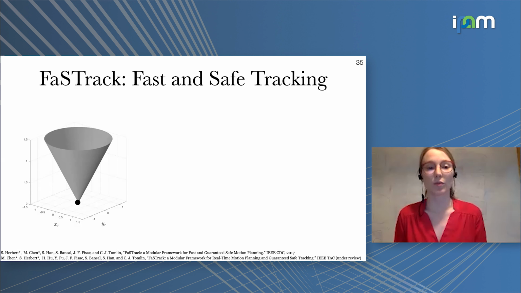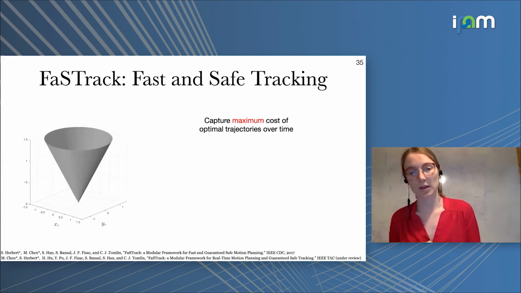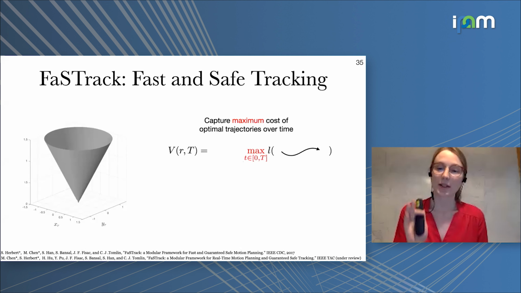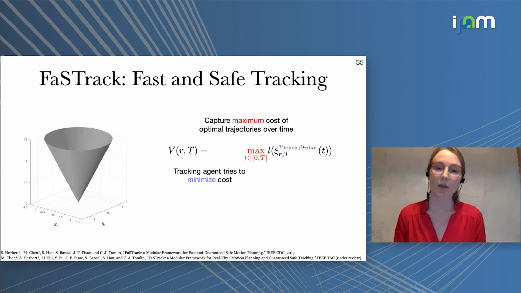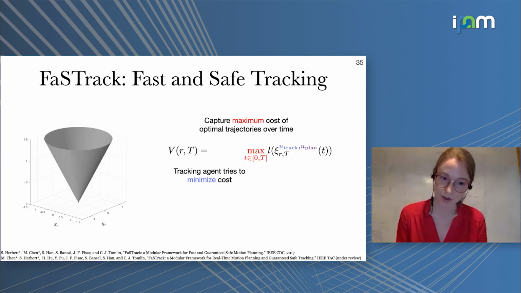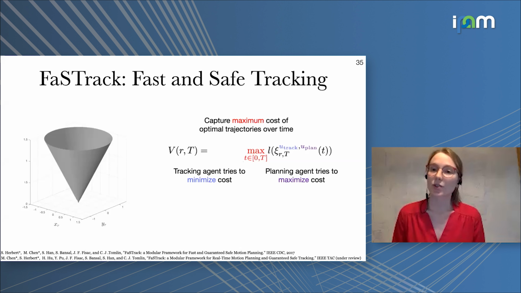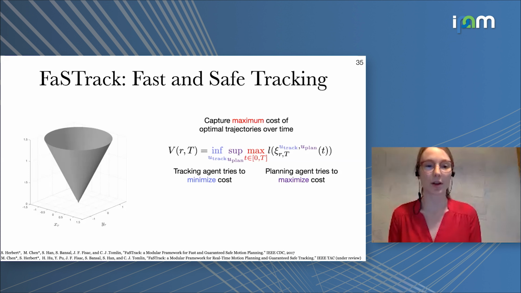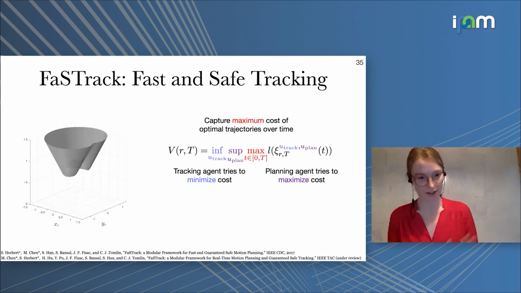And for our value function, what we want to capture here are the maximum cost of optimal trajectories over time. So we want to find out the maximum cost or maximum relative distance that ever occurs between the two systems over time. So here we want to take maximum cost of our trajectories. I'll put in our trajectory notation. Where here we know that the tracking agent is going to try to minimize this cost because it's trying to reduce the relative distance. And the planning agent in the worst case is trying to do the opposite, it's trying to maximize. And so we go ahead and put that in and we have our value function that we want to compute. We use our reachability toolbox to solve it, and we end up with something like this.